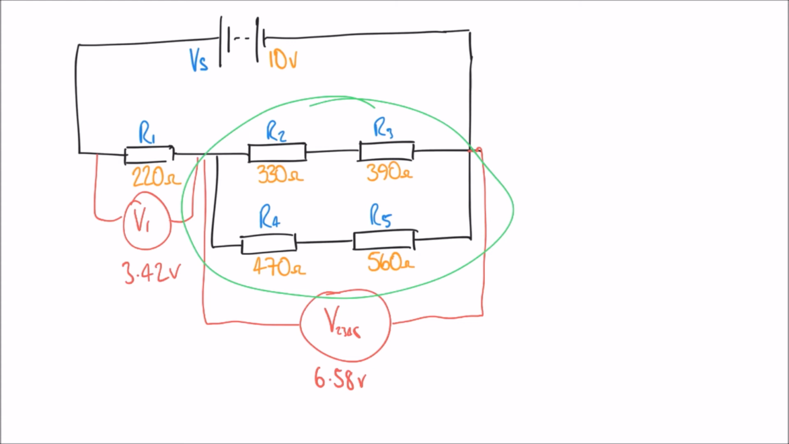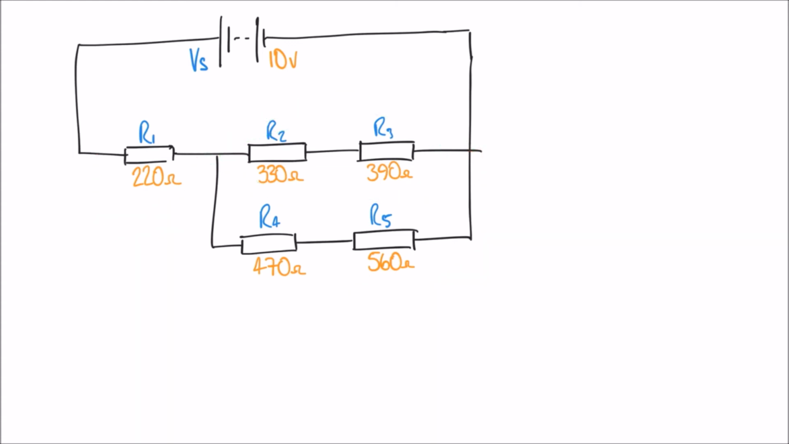So let's first of all concentrate on this top row here, where we've got R2 and R3 in series. What we'll actually find, and what we saw in the previous video, is that parallel resistances share the same voltage. So R2 and R3 will get that voltage of 6.58 across them, but R4 and R5, because they're in parallel, will also get the same 6.58 volts across those as well. And what we're going to do is use this to our advantage.